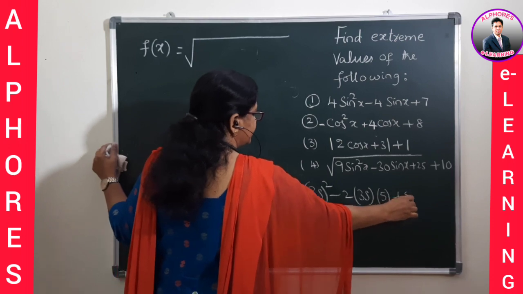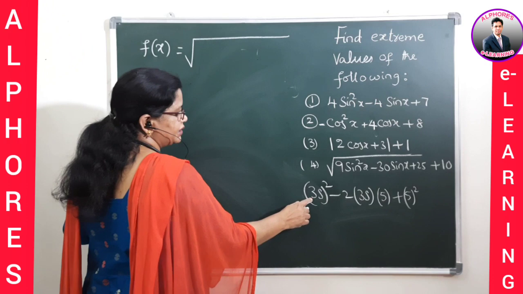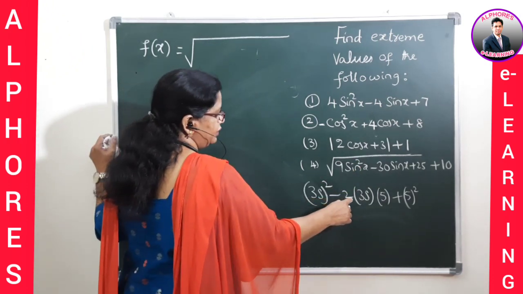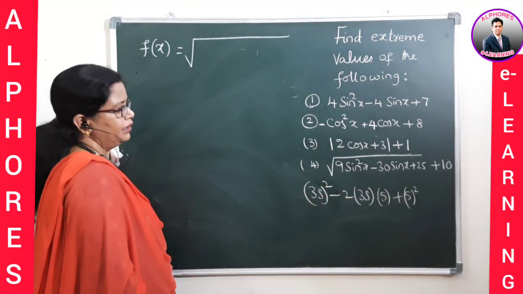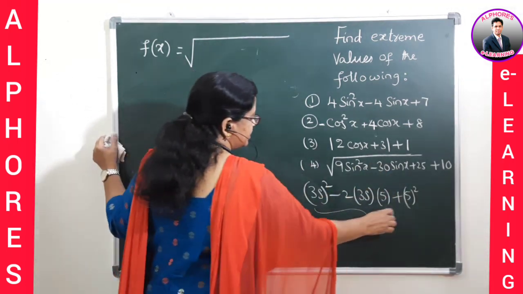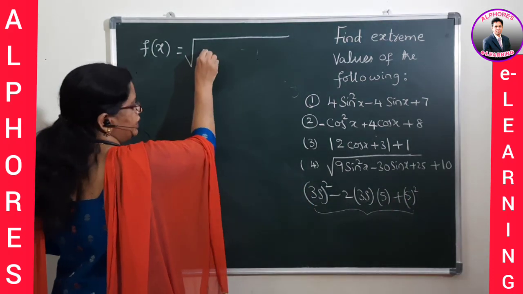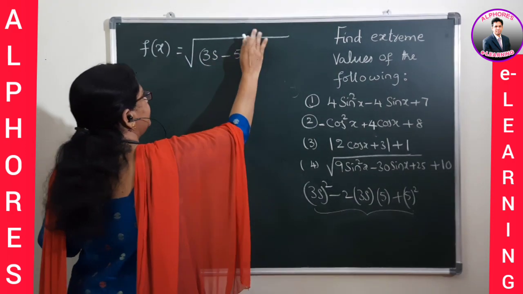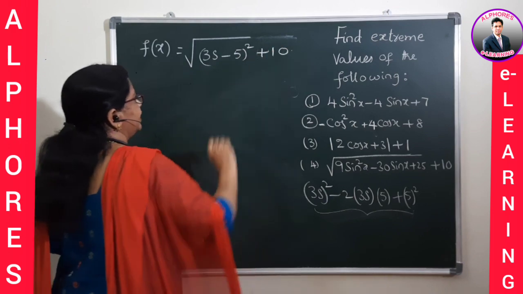To this 5, exactly here, whole square is 25. Now this is (3 sin x) whole square, so 9 sin square x minus 2AB plus B square. Exactly it is double. Therefore this entire thing is nothing but what here? A perfect square. So we can write this as (3 sin x minus 5) whole square plus extra you are getting 10.